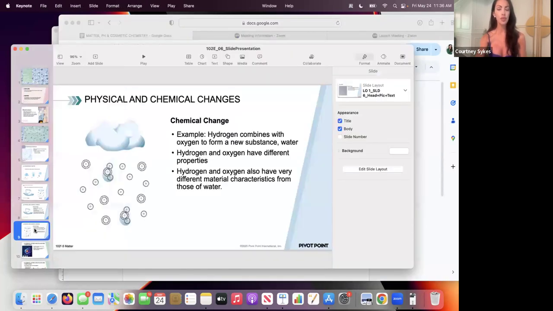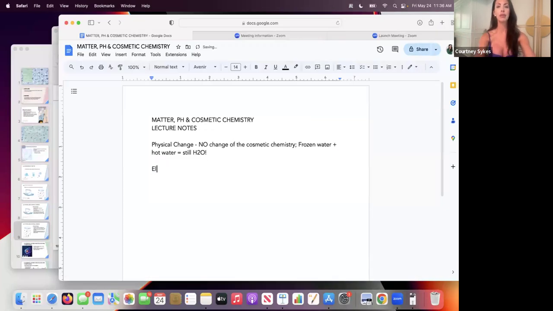Then when it comes to a chemical change, this is really important. Your example would be hydrogen combines with oxygen to form a new substance, which is water. So if it's just hydrogen or if it's just oxygen, that's the simplest form of that element. And that is important to know, and I'm sure that's coming up with these slides. But remember, an element is the simplest form of any substance. So your examples would be hydrogen, oxygen, and of course, when you combine those, it creates a molecule. We'll talk about that in just a minute.